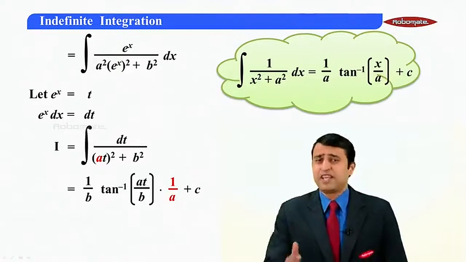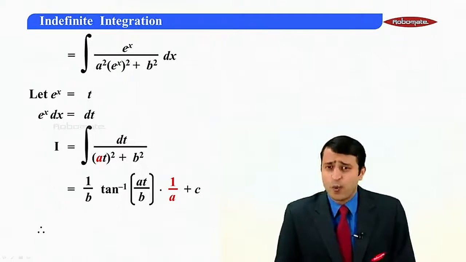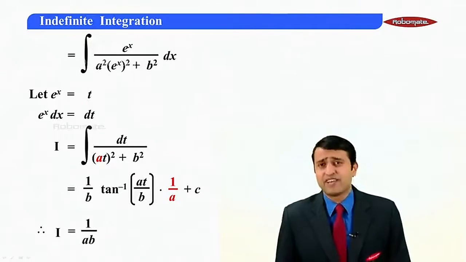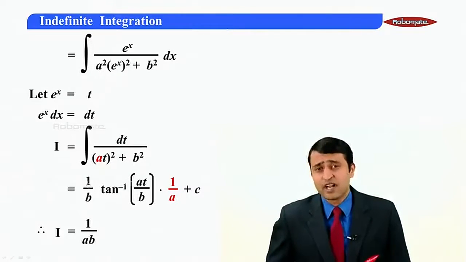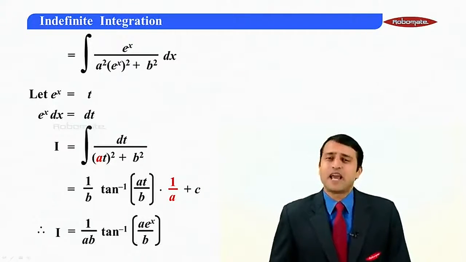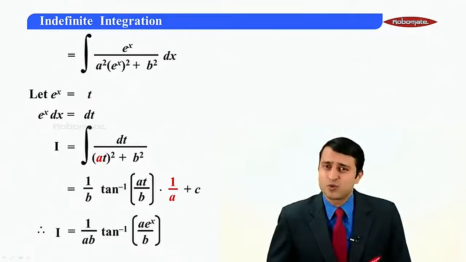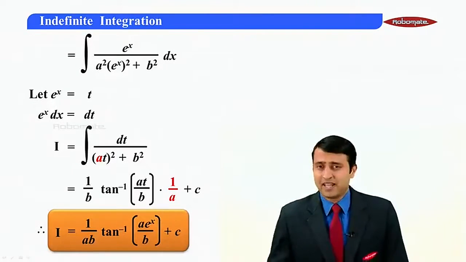Now, this can be rearranged and rewritten as 1 by ab tan inverse of at by b. We cannot conclude our answer in terms of t. So, we'll write the value of t as e raised to x. So 1 by ab tan inverse of a e raised to x by b plus c, and that's your final answer.